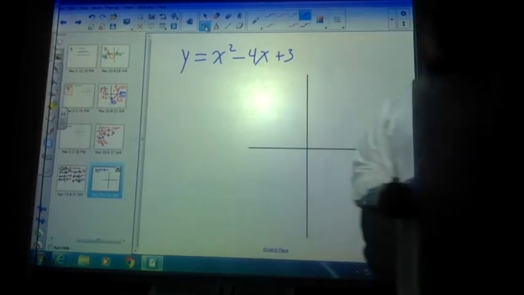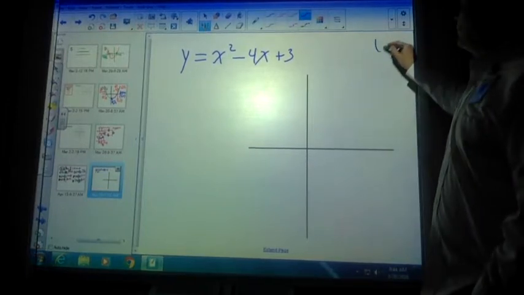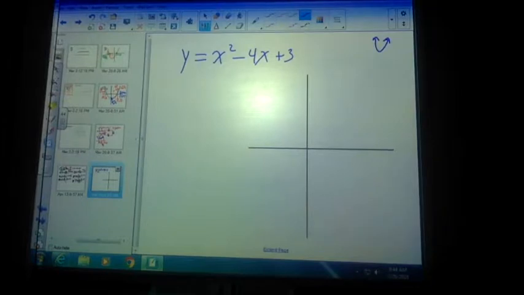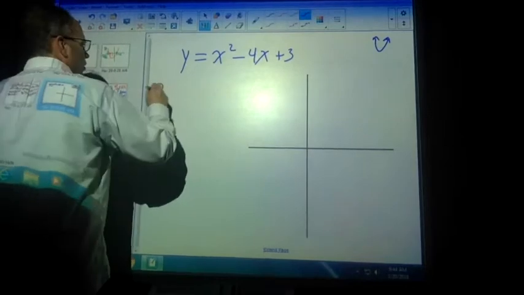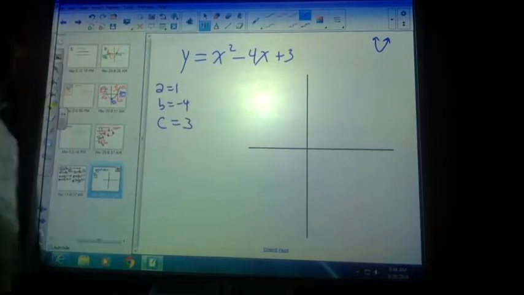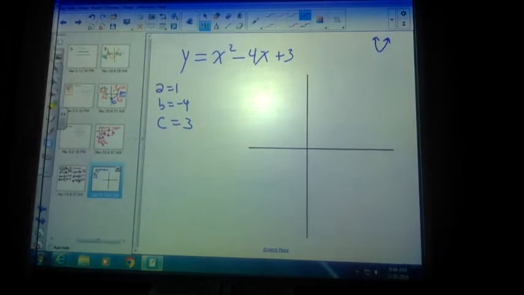Does this parabola open up or down? Up. Does everyone feel comfortable? It's going to look something like that. Okay. I could identify my A value being 1, my B value being -4, my C value being 3. How do you figure out if it's opening up or down? The A value is a positive number. Could be any positive number you want. As long as it's positive, it'll open up. Doesn't matter if all the rest is negative. That A value is positive, up all day long.